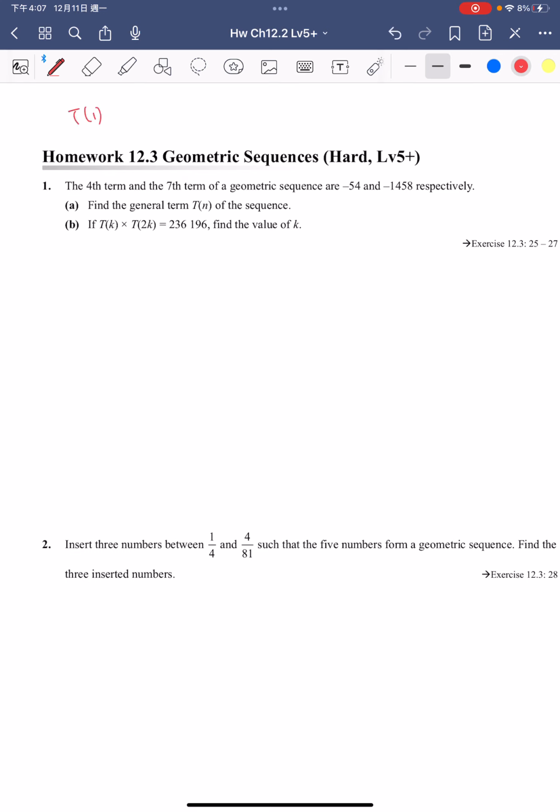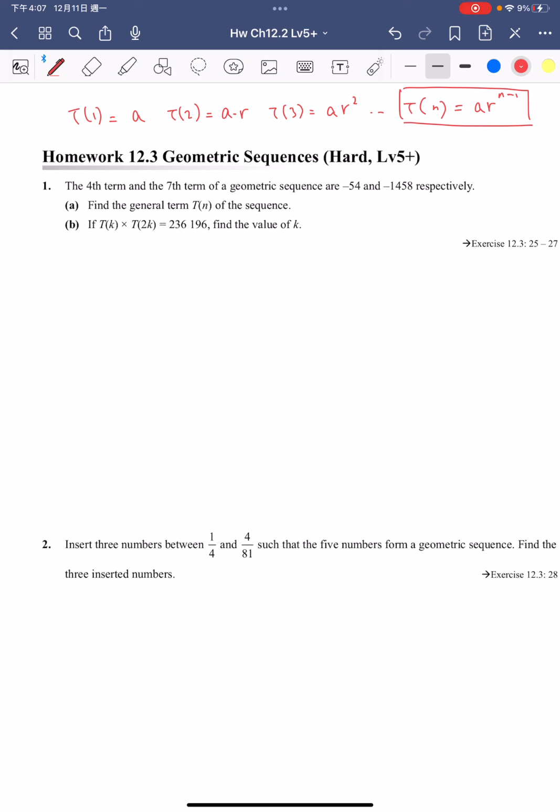So if we have t1, the first term, equal to a, then the second term is going to be a times r, so that the third term is going to be ar squared. And all the way to tn, the nth term, is going to be equal to ar to the power of n minus 1. So that's the formula you should remember.